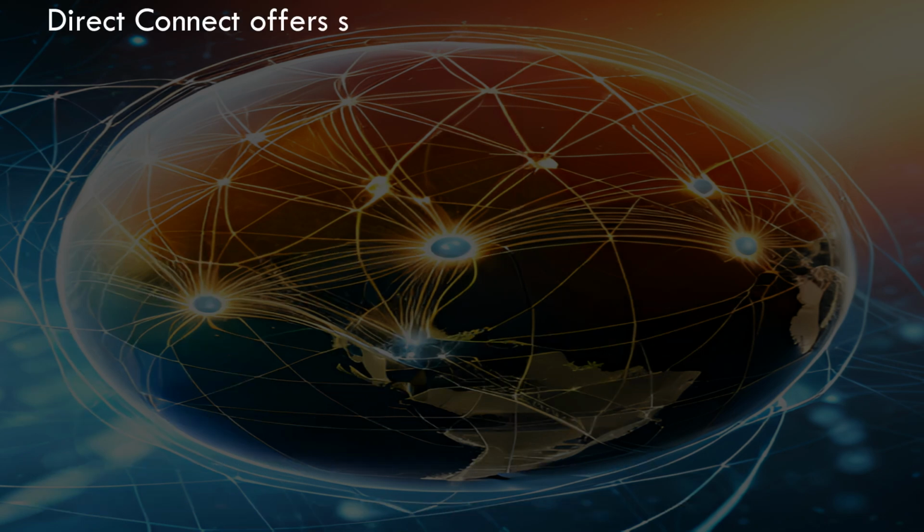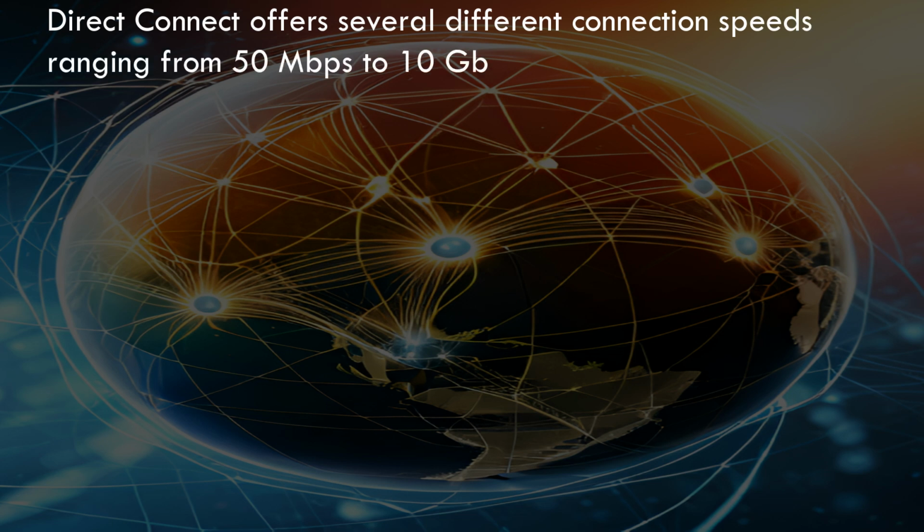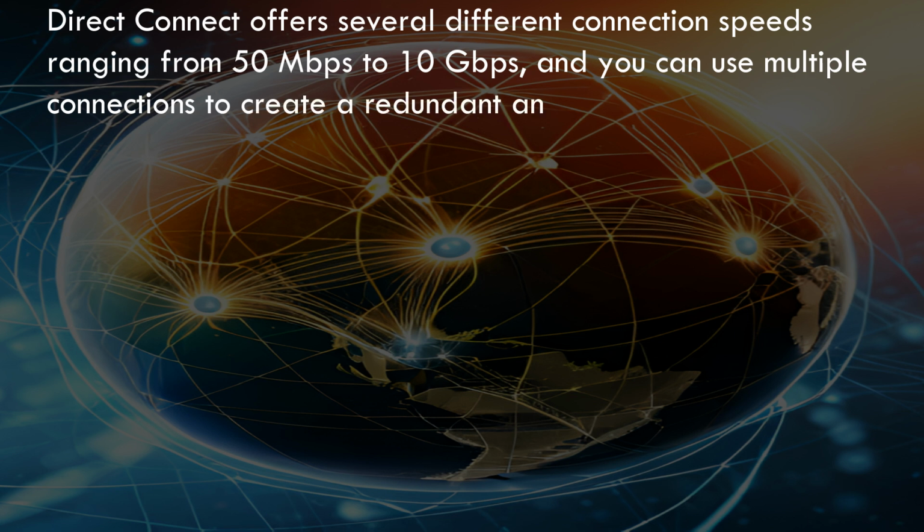Direct Connect offers several different connection speeds ranging from 50 megabits per second to 10 gigabits per second, and you can use multiple connections to create a redundant and highly available connection.